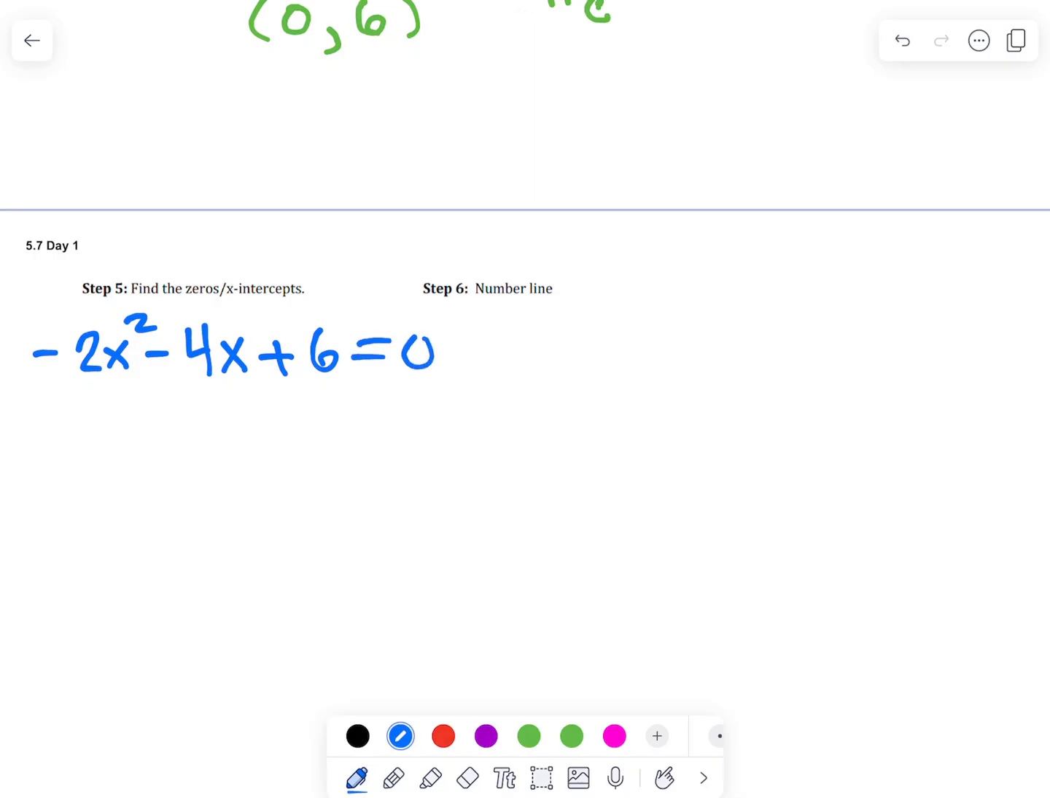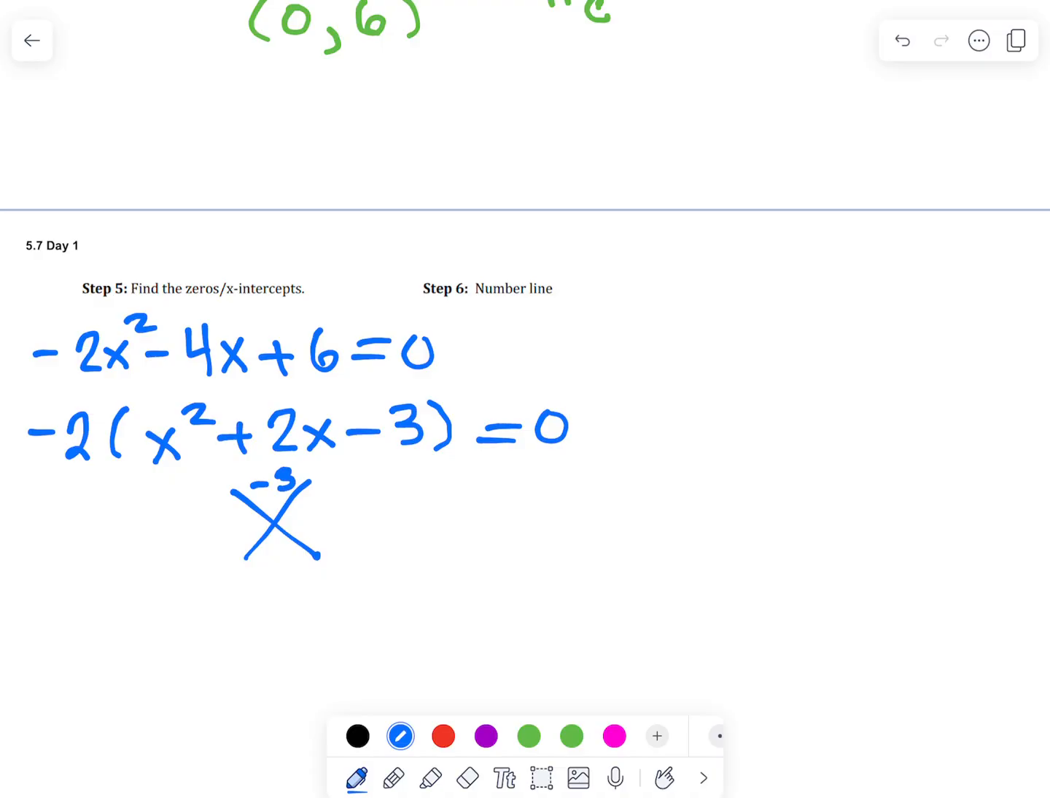And we're going to use our factoring methods. We're going to factor out a GCF of -2. So we're left with x squared plus 2x minus 3. So that is the GCF. Then we can do the diamond.